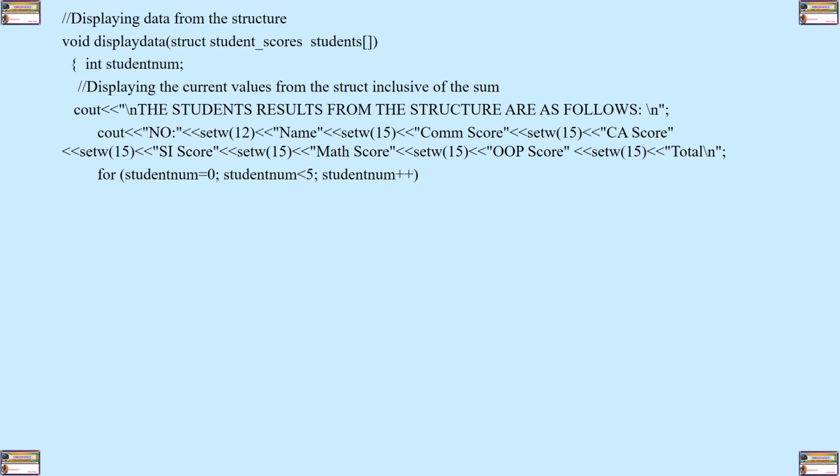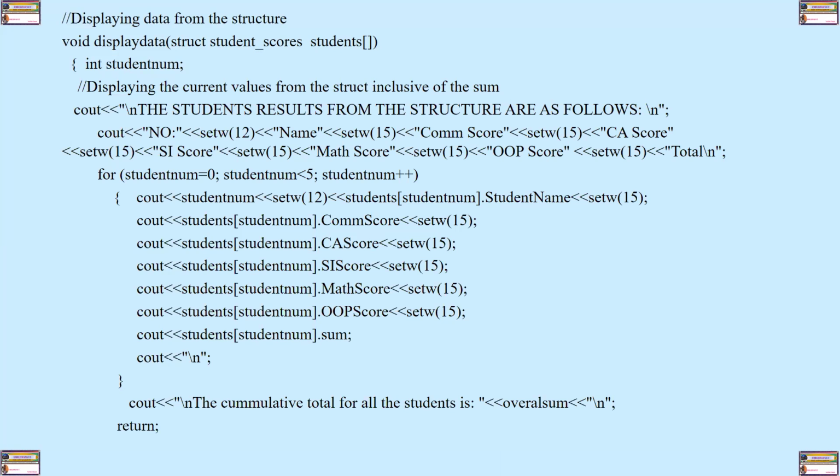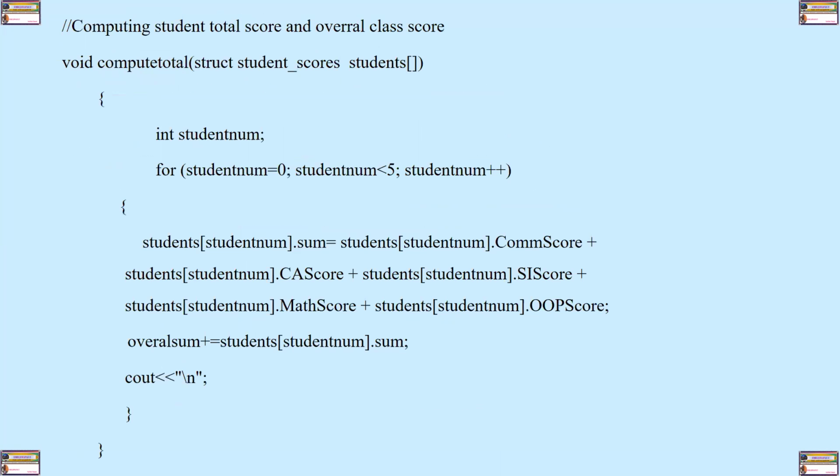4 plus 1 is 5. Is 5 less than 5? No. So all this part will be skipped, and the compiler will write out this statement here. To display the statement, the cumulative total for the students, pick what is in the memory location called overall sum, write it down, and write down a new line. Then return the control back to the main program.